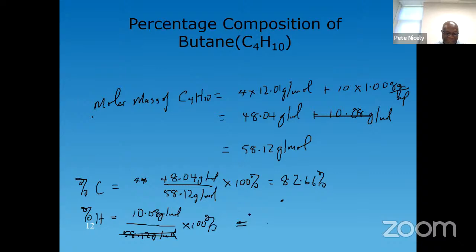So 10.08 divided by 58.12 times 100. And according to my calculation, this will be equal to 17.34%. And of course, if you understand anything about percentages, you should know that when you add these two percentage values, that should give 100%. So you can do that as a kind of check to make sure that you're doing the right thing. And it does equal 100%. So that's basically how that is done.